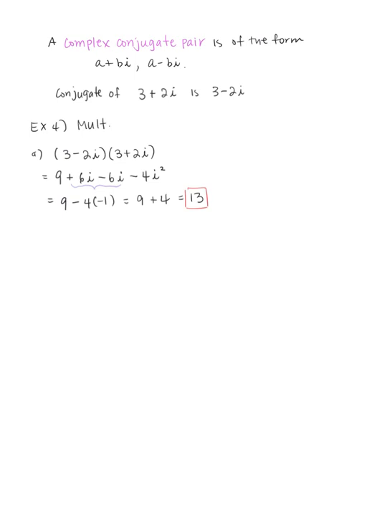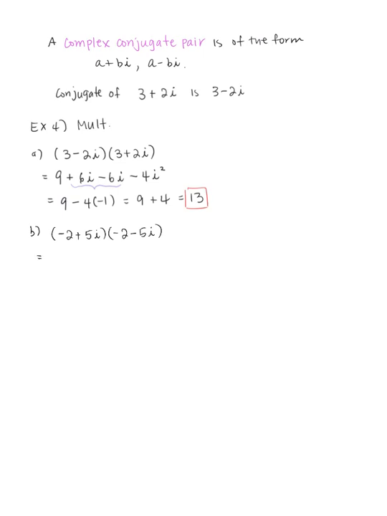Now notice that when you multiply two conjugates together, the imaginary part disappears. This always happens. Okay, so let's take a look at another one. Let's try negative 2 plus 5i and its conjugate, negative 2 minus 5i. Okay, so let's take a look.